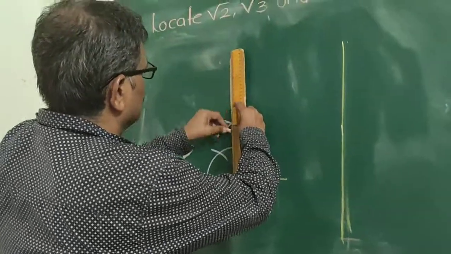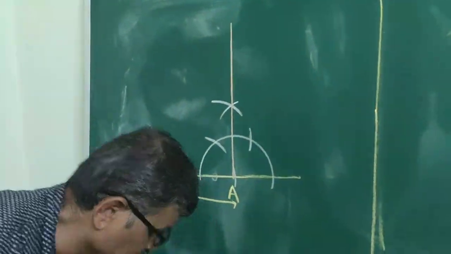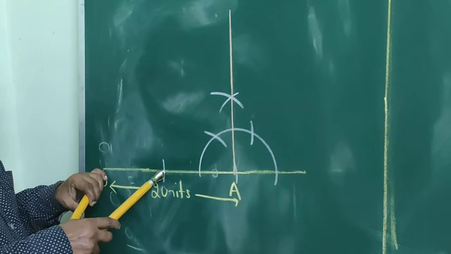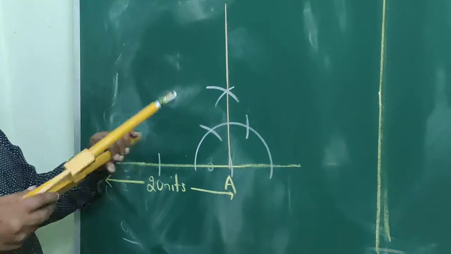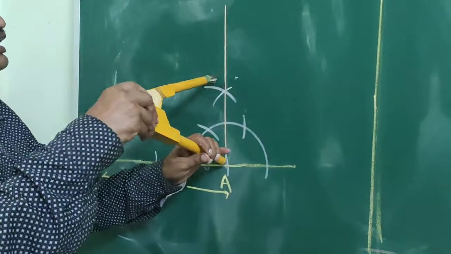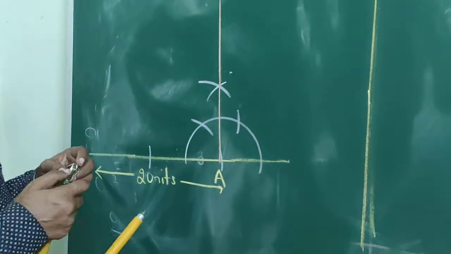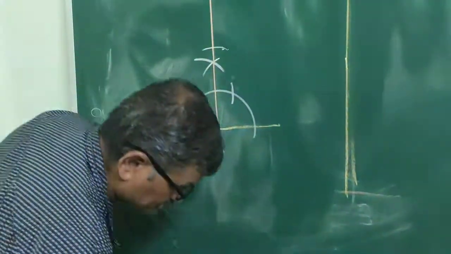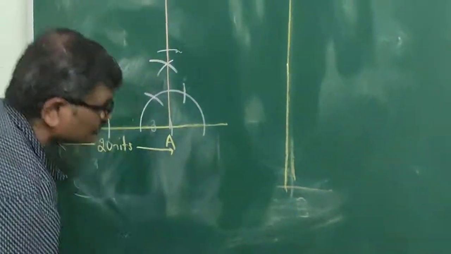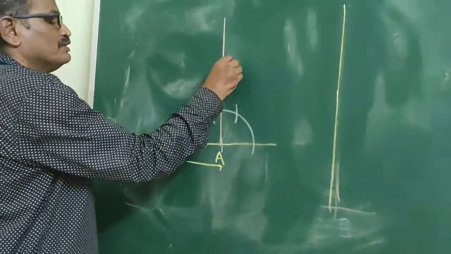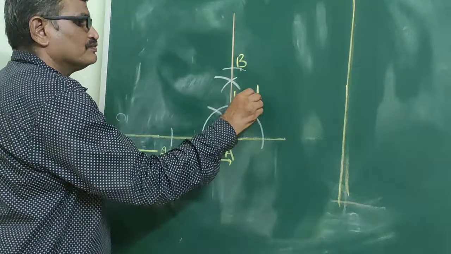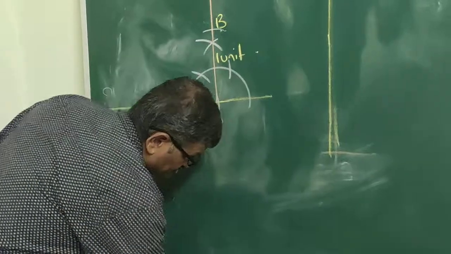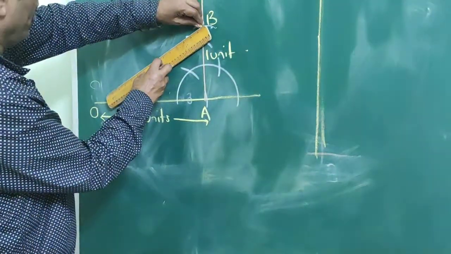At point A, I have drawn the perpendicular, and here 1 unit I have to take. So this 1 unit is here, not 2 units, remember, 1 unit I have to take. I have marked 2 units here, and 1 unit I have marked here. This is, say, point B. Remember, this is 2 units, this is 1 unit. You join this line OB.